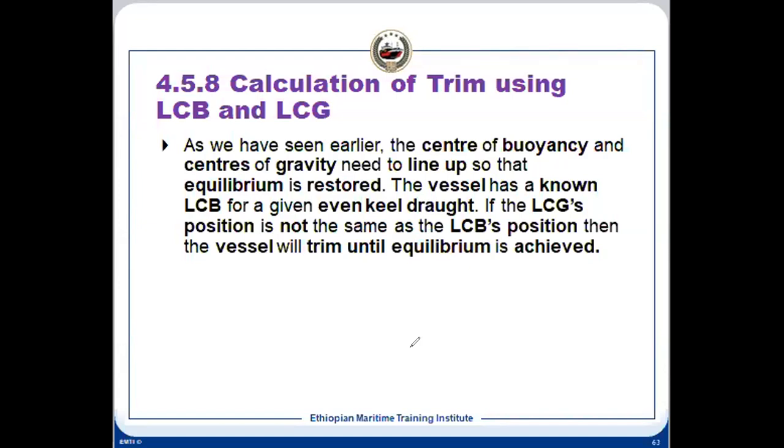Once it is trimming, your B will shift because the mass shift has completed. G will not shift anymore. What can shift to have an equilibrium? B can shift. And how can B shift? B is the centroid of the underwater portion.